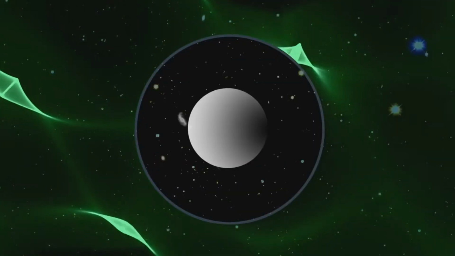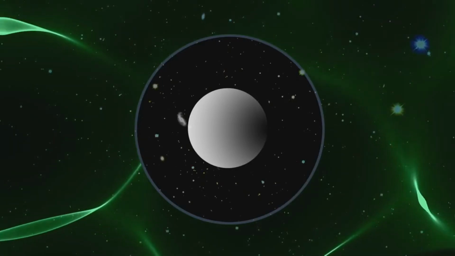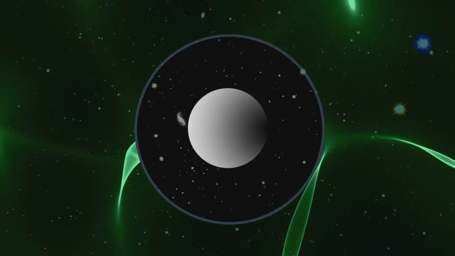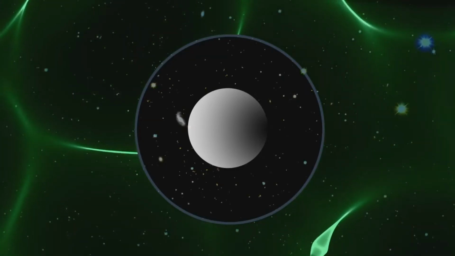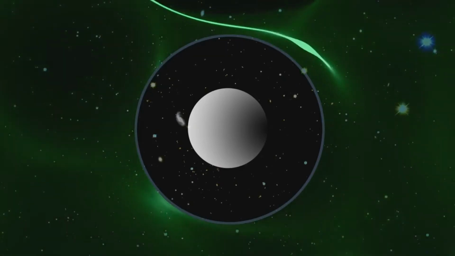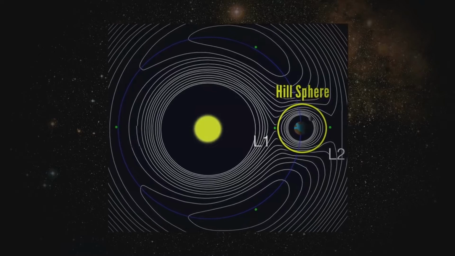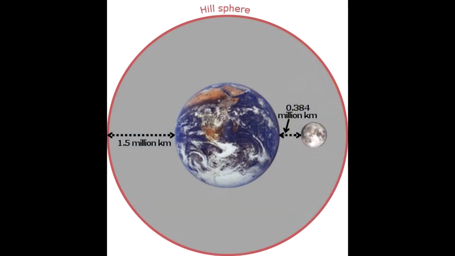According to the general theory of relativity, around every massive thing in space, there is a volume where the gravity of that thing in the middle beats out the gravity of something from farther away, even if that one is stronger. This volume of space is called the Hill sphere. The Hill sphere of Earth is about 1.5 million kilometers, which is enough to fit the orbit of the Moon.